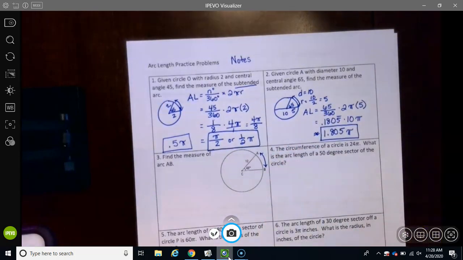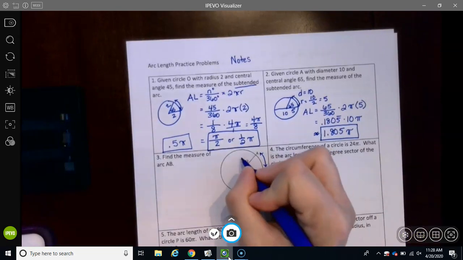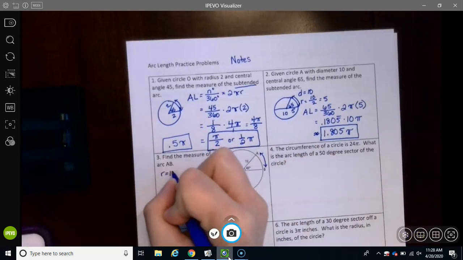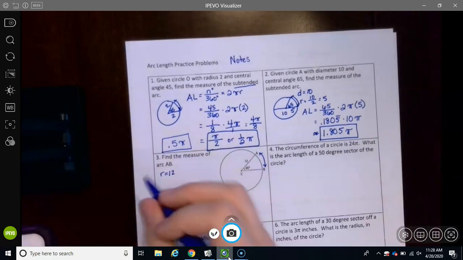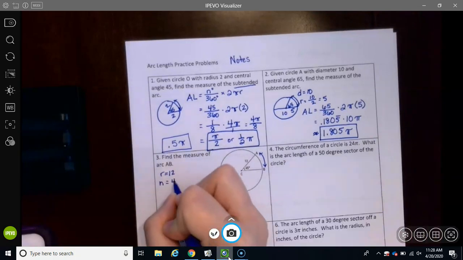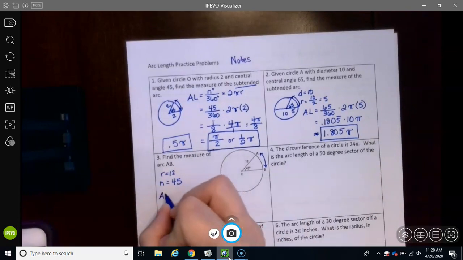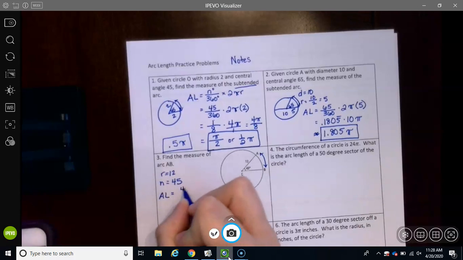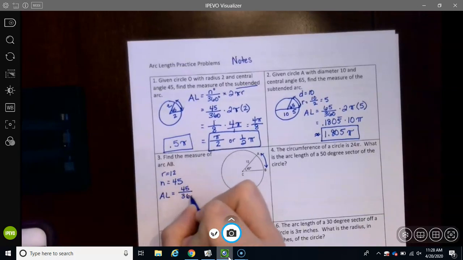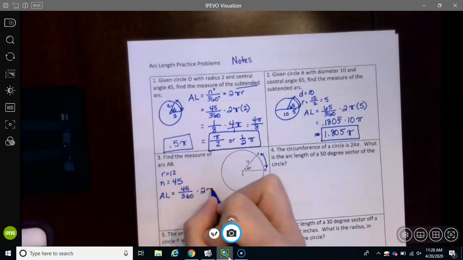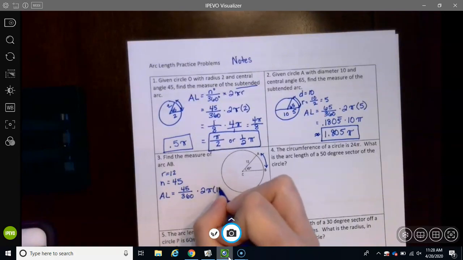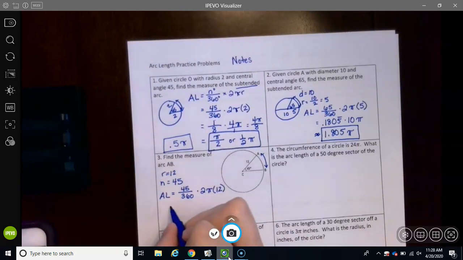And they gave us a diagram this time. So it looks like our radius is 12, and our central angle is 45. So n equals 45. We're just going to plug that into our formula. Arc length equals 45 over 360 times 2 times pi times 12 for the radius.